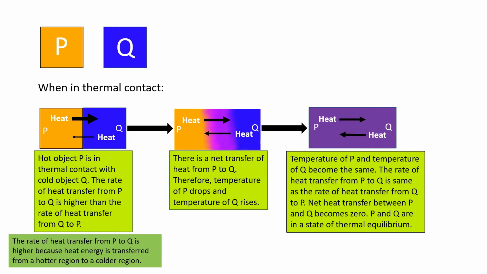In Form 2, we have learned about heat. It states that heat energy is transferred from a hotter region to a colder region. Therefore, the rate of heat transfer from P to Q is higher.